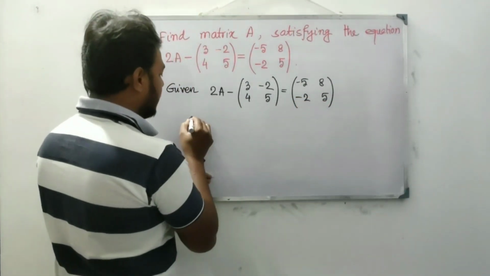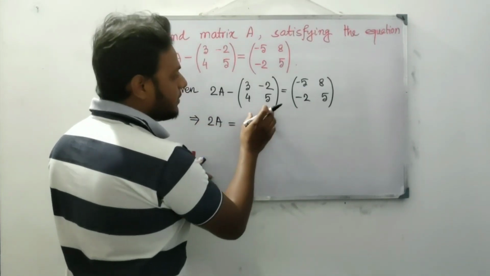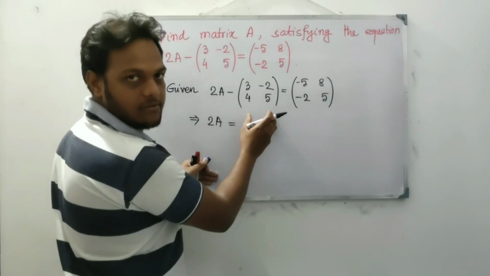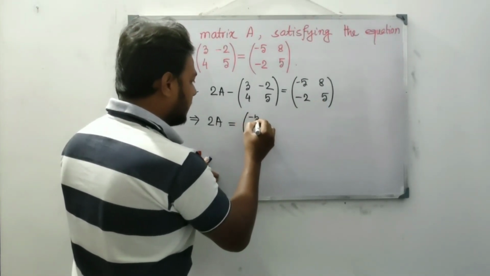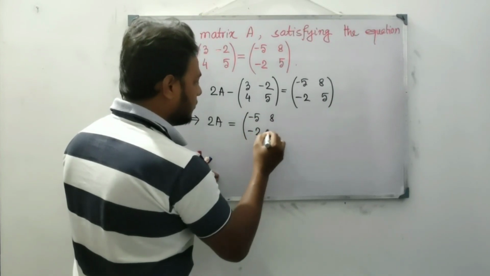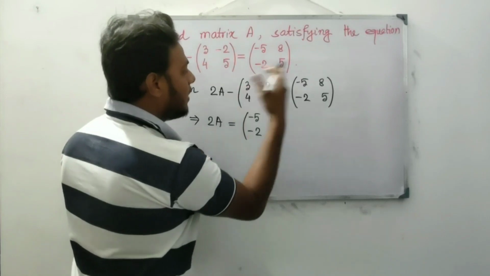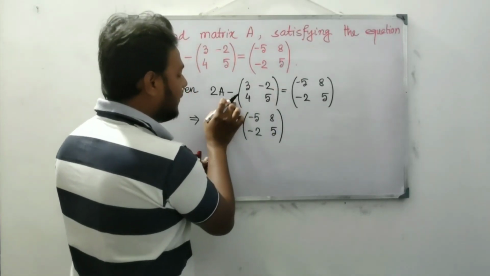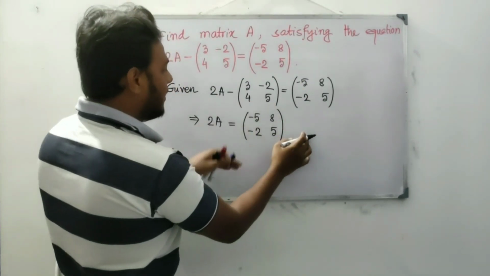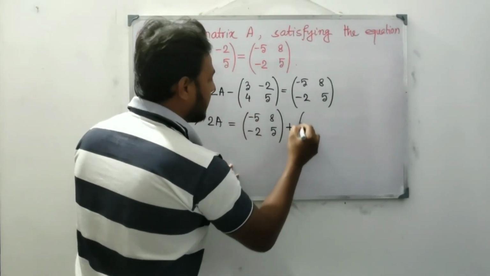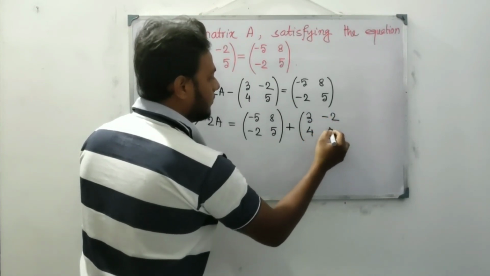So we keep this 2A on the left hand side and consider all the terms on the other side. Here terms mean matrices. Okay, so this matrix was already there, minus 5, 8, minus 2, 5. This is already there. If we move this matrix to that side, it is negative on the left hand side. So if we consider this matrix on the right hand side, then it will be positive. So plus 3, minus 2, 4, 5.